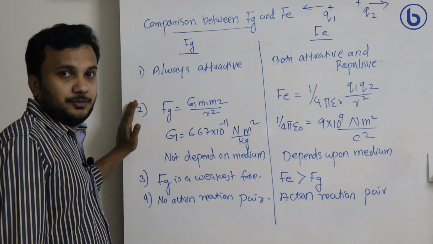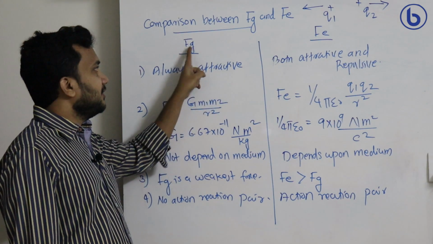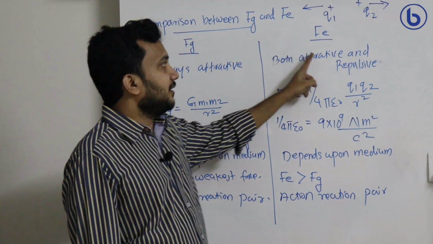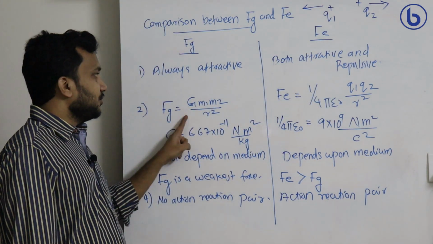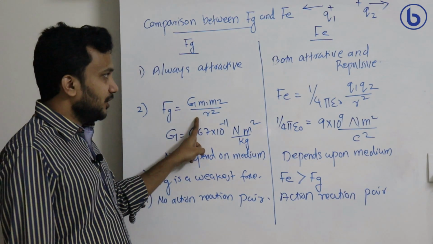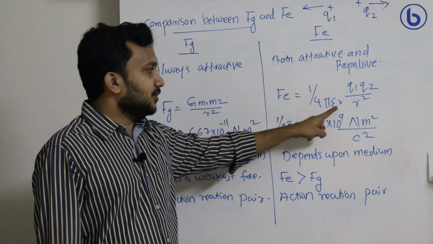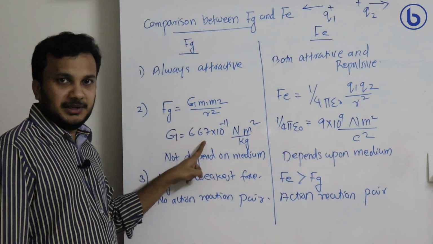Okay, so there are 4 points. I'll just repeat once again. Point number 1: gravitational force is always an attractive force, while electrical force is both attractive and repulsive in nature. Second point: Fg is equal to G m1 m2 by r square, and for electrical force, 1 by 4 pi epsilon 0 q1 q2 by r square. Here, because of epsilon 0, it depends on the medium. Here, it does not depend on the medium.